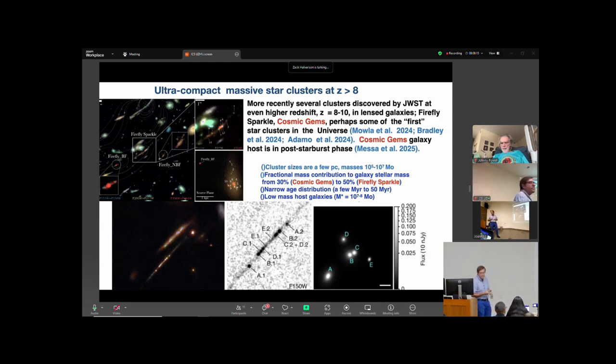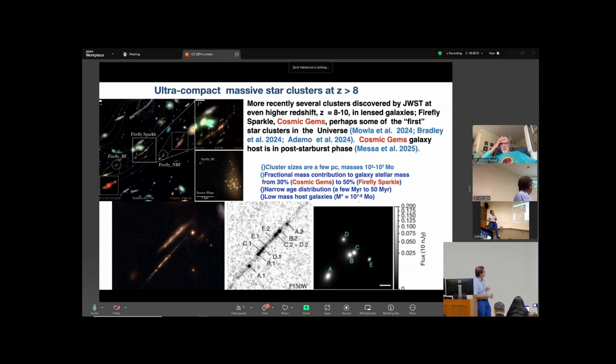Then later, in the last couple of years, there have been some really exciting discoveries of much more extreme clusters, especially by the group of Adamo and Bradley et al., in particular in two systems, the Firefly and the Cosmic Gems. These are both lensed galaxies. Thanks to the amplification of the signal by lensing, you can really detect very small clusters. We are talking about parsec scale clusters. The most impressive example is that of Cosmic Gems, where we know about these 5 ultra-dense clusters that have masses around millions of solar masses and densities that are between 3 and 4 orders of magnitude higher than the densities of clusters in the present-day universe. Even compared to globular clusters, they are several orders of magnitude higher.